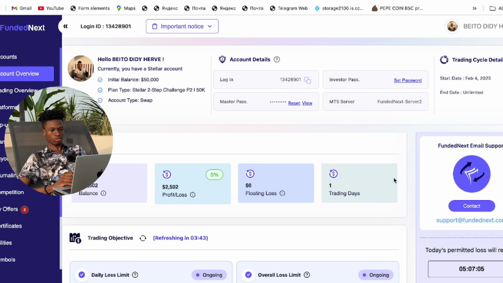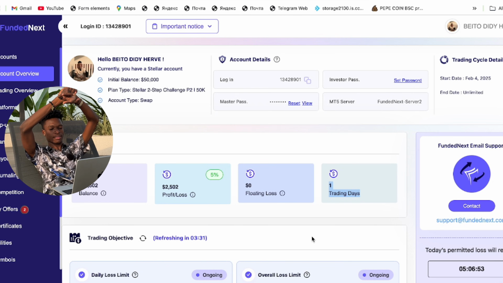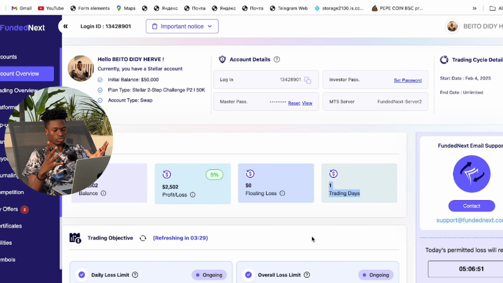And this is my dashboard here. As you can see, profit made 2.5k, that's exactly 5%, as you can see here, and this is only one trading day. And I'm getting my live account probably by next week, because I need to get 5 trading days before I can get my live account.